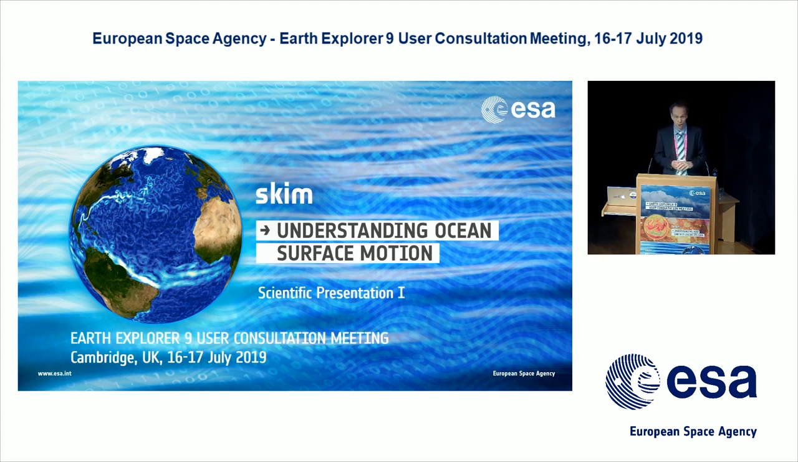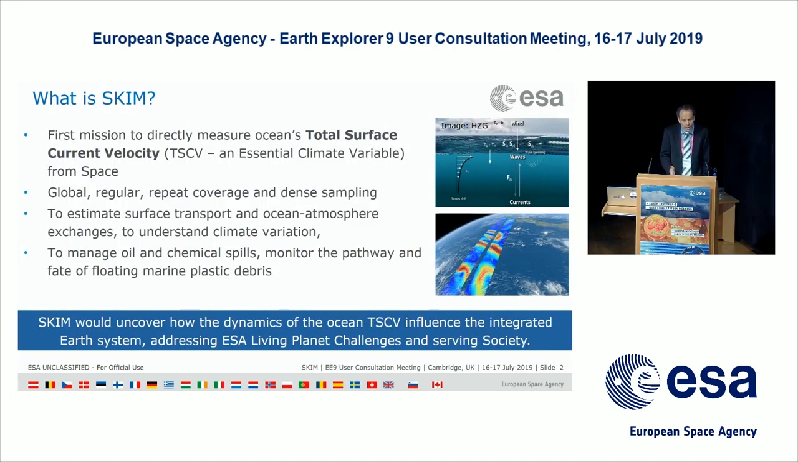What is SKIM? SKIM is going to be the first mission to directly measure the ocean's total surface current velocity, or as we abbreviate it, TSCV. It has global, regular, repeat coverage and dense sampling, and its data will allow us to estimate the surface transport as well as ocean-atmosphere exchanges to understand climate variability. It can be used to support the management of oil and chemical spills and monitor the pathways and fate of marine plastic debris littering our ocean.